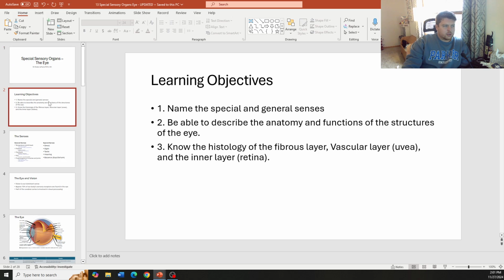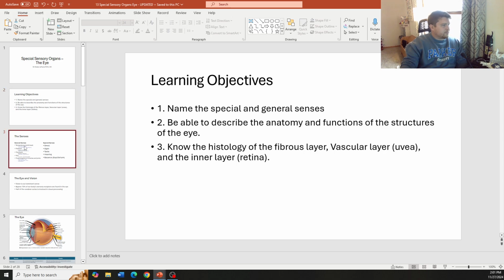So some of our learning objectives. We're going to look at some general information about the senses first, and then we'll talk about the anatomy and functions of the eye, as well as the histology of the different layers.